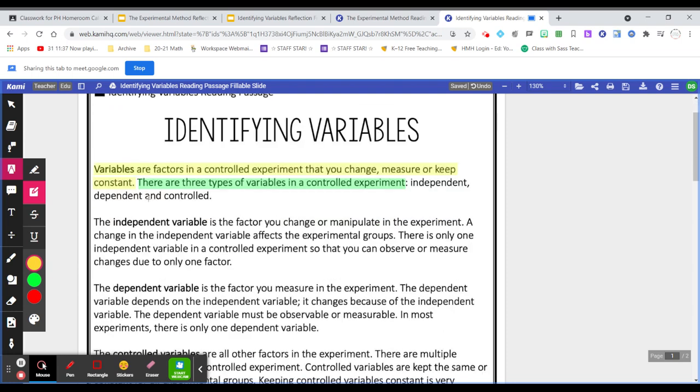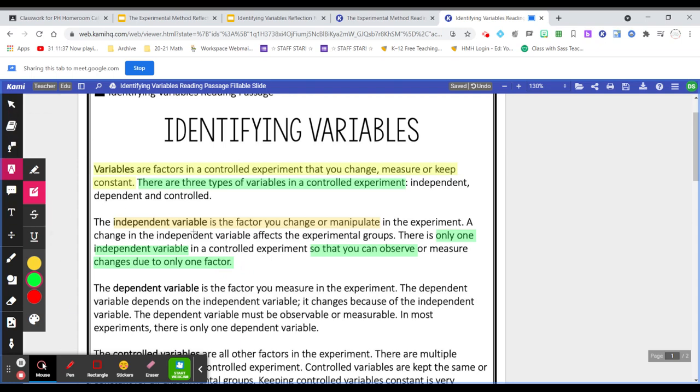The independent variable is the factor that you manipulate or change in the experiment, right? So the independent variable is one thing we're going to control. A change in the independent variable affects the experimental groups. There is only one independent variable in a controlled experiment so that you can observe or measure the changes due to only one factor. So the reason that there's only one independent variable, right, is so that we can observe or measure changes due to the one factor.